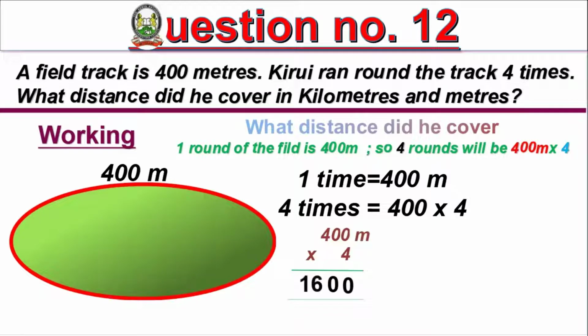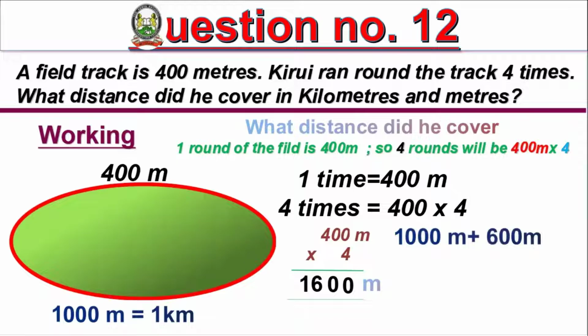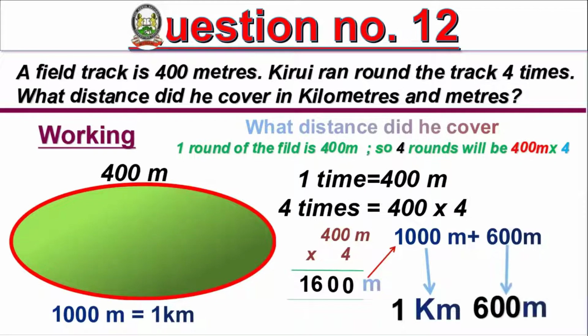So the correct answer is, can we separate it to kilometers and meters? Yes, we are told to separate them. So you say 1,000 meters equals 1 kilometer. Therefore, here we have 16, that is 1,000 plus 600. So this 1,000 is what we call 1 kilometer. So there was 1 kilometer and 600 meters. As simple as that.